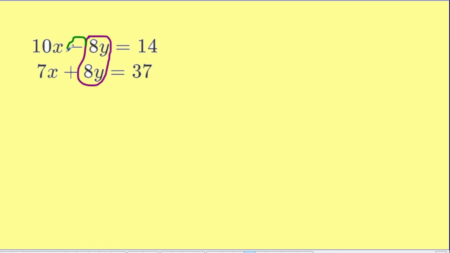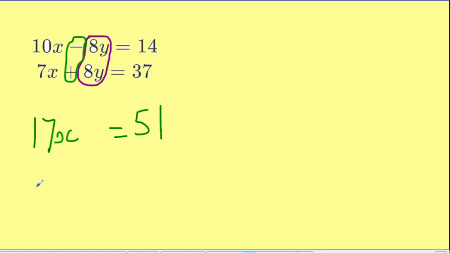If the signs in front are different, what we have to do is the opposite of if they're the same, which is we add. So if signs are different, we add. So what we're going to do is add these together. 10 plus 7 gives us 17x. And then 8 minus 8 is 0, so that cancels out. 14 plus 37 is 51.